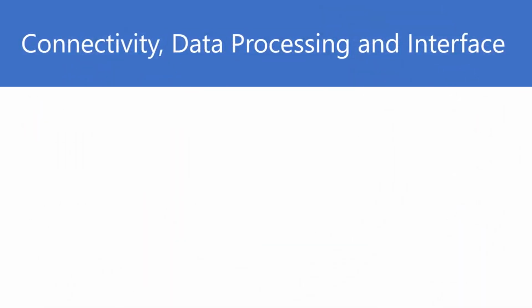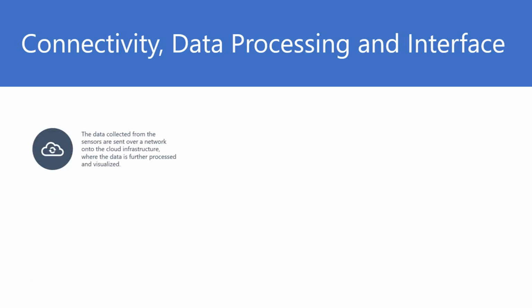Now the cloud platform has sub-elements to it. This includes connectivity, data processing, and interface. The data that is collected from the sensors is sent over a network onto the cloud platform or infrastructure. This is where the data is further processed and visualized. The infrastructure has interactive capabilities. If an action needs to take place, then controls are available to make it happen.